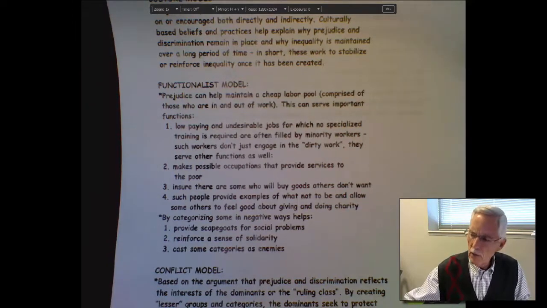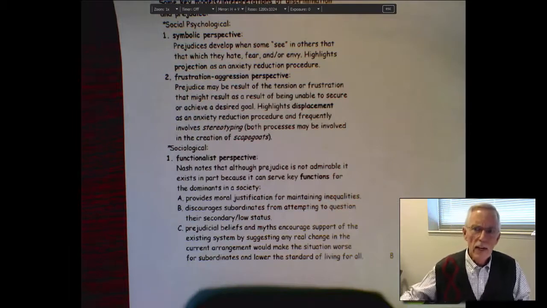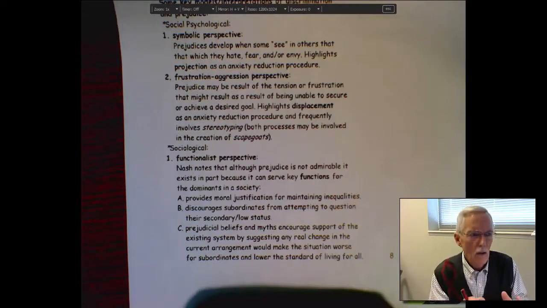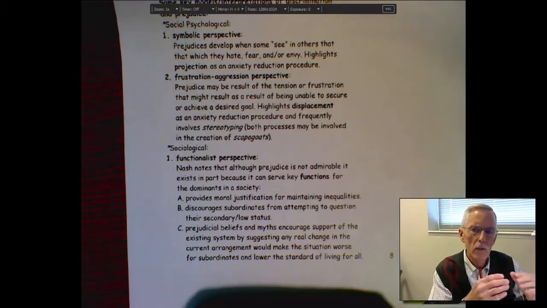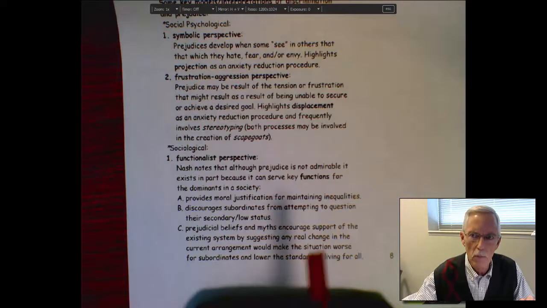Now, if you go back to the study guide on page 8, Nash highlights how prejudice and discrimination can function to benefit those at the top of the heap, the dominants, the elites, the upper class in society. Now, be very cautious. He is not advocating for discrimination and prejudice. Notice he didn't see it as admirable by any long shot whatsoever.